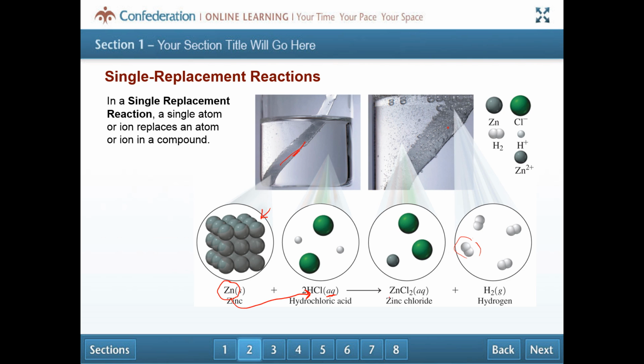Okay, so it's a replacement in that the zinc is budding out the hydrogen, and we don't have to look at the number of products and reactants. What we're looking at is anything pushing out or replacing. Okay, so that's a single replacement.